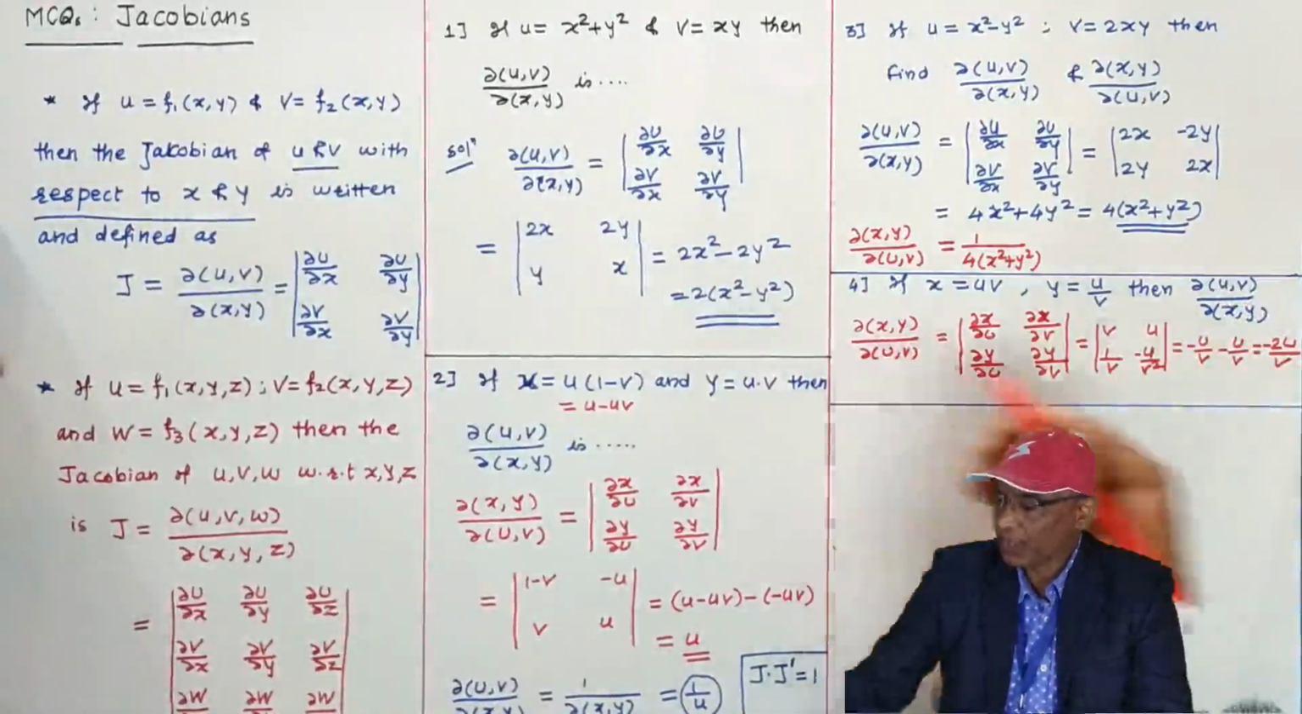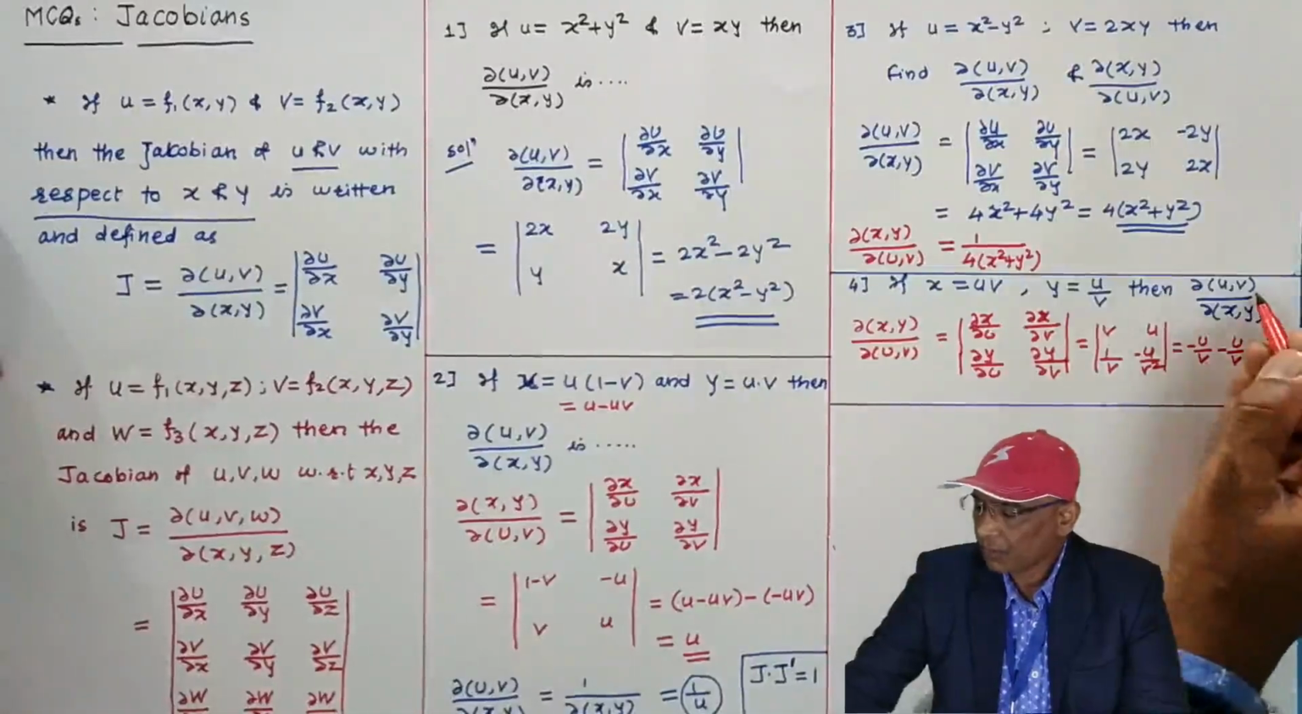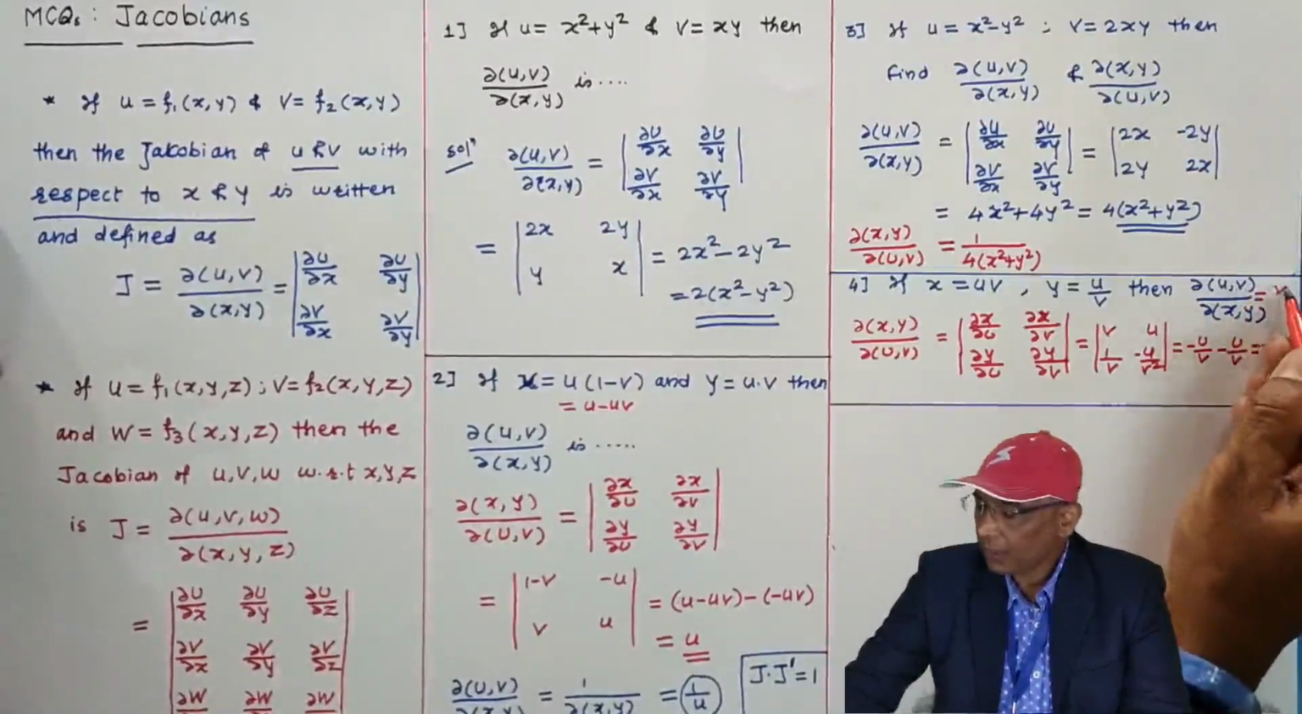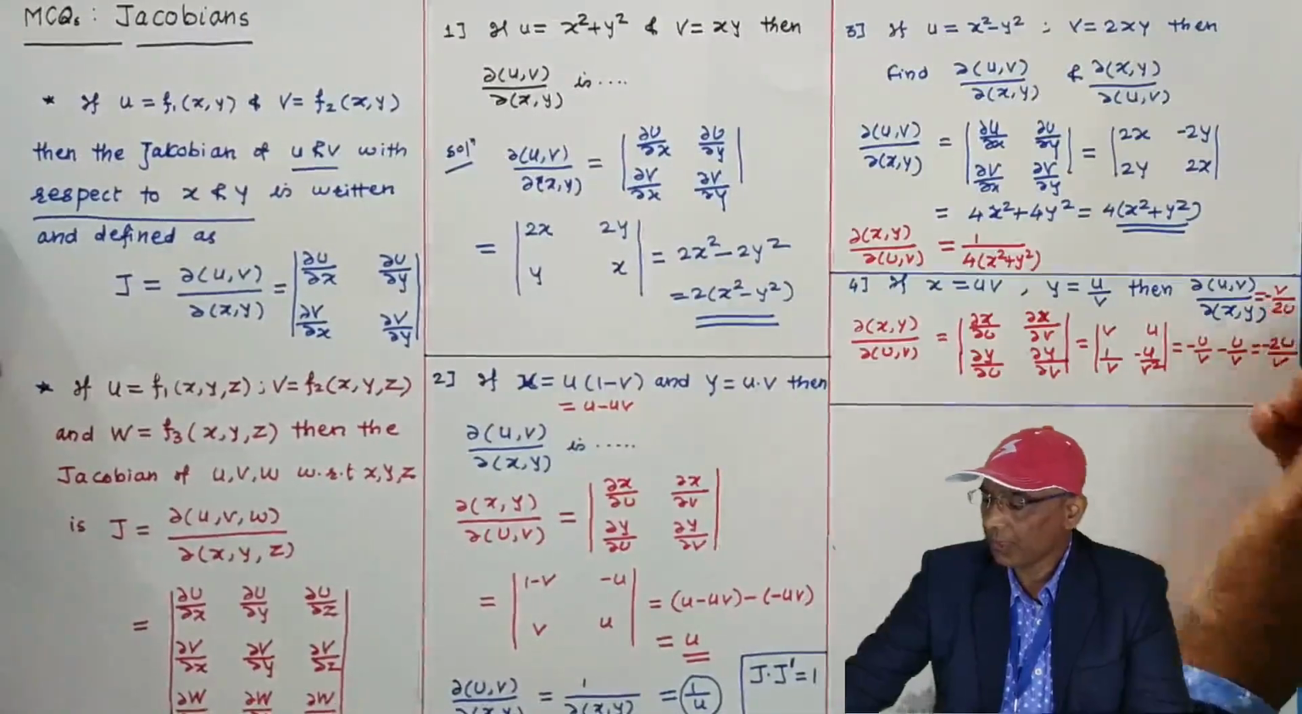And what will be the value of del uv by del xy? Del xy by del uv is minus 2u by v. Therefore, del uv by del xy will be v by 2u, with minus.